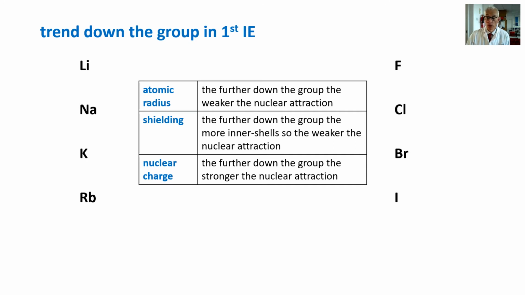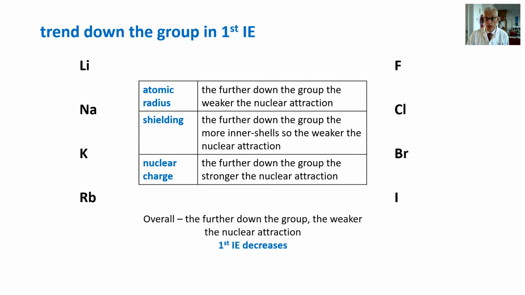So what we need to do now is to conclude overall what is the trend in first ionization energy down the group. Well, overall the effect is to weaken nuclear attraction. The weakening caused by atomic radius and shielding outweighs the strengthening caused by an increase in nuclear charge. Atomic radius is particularly influential.